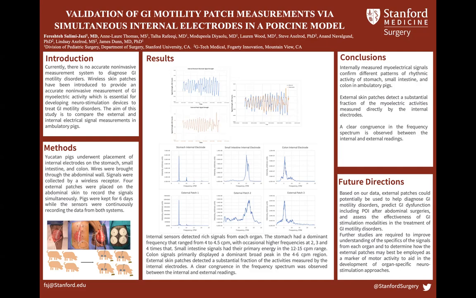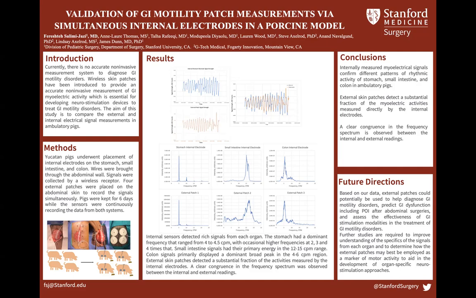The frequency spectrum of signals for internal electrodes were similar to the corresponding spectrum from the external patch measurements for the same 1-hour period. The stomach had the dominant frequency that ranged from 4 to 4.5 CPM. Small intestine signals had their primary energy in the 12 to 15 CPM range, and colon signals primarily displayed a dominant broad peak in the 4 to 6 CPM region.